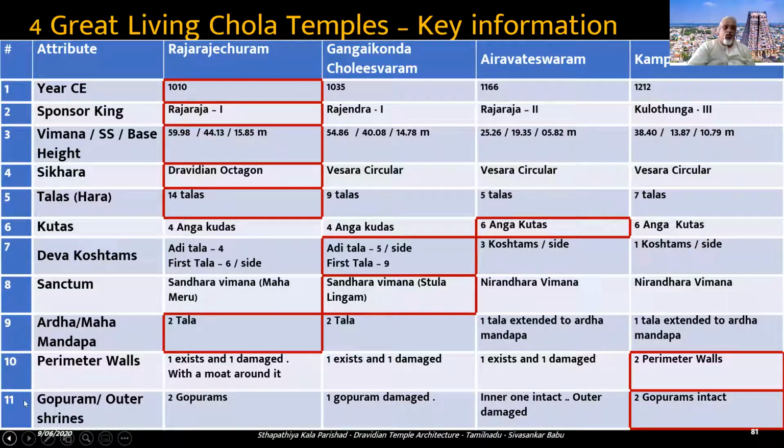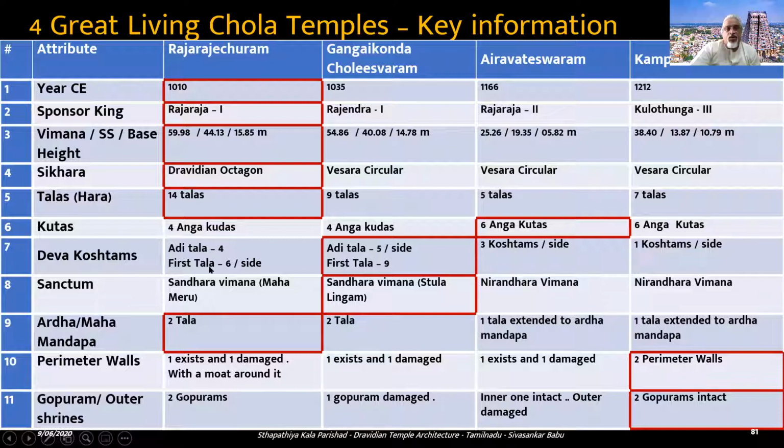In terms of Kudas, the Karna Kudas are the small temples that are there in the Haras or the Talas. The earlier two temples were having Anga 4-part small mini shrines, whereas the Airavateswara and Kampahareswara have 6 parts. In terms of Devakosta, Gangakonda Cholapuram takes the cake, where in the Adhitala we have 5 kostams, and in the first tala it expands up to 9 kostams, and it is full of structures.